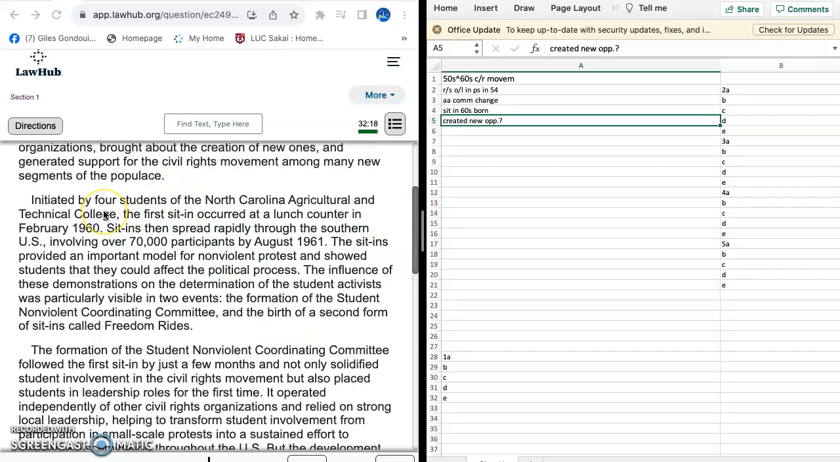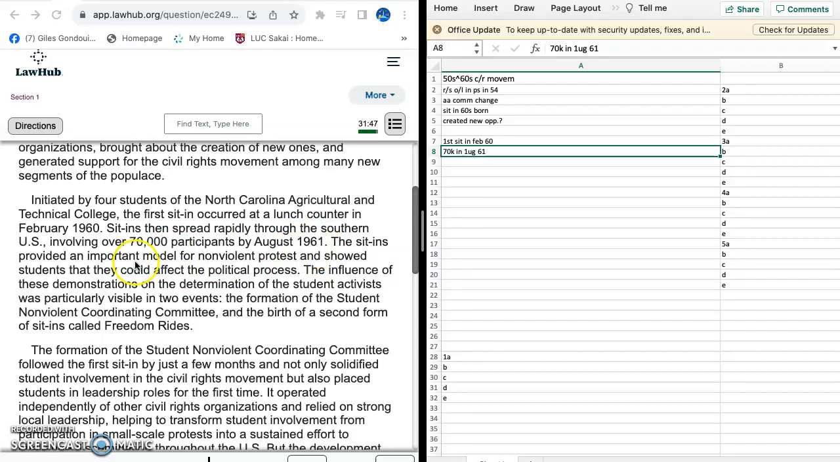Now here comes the second paragraph. Initiated by four students of the North Carolina Agricultural and Technical College, the first sit-in occurred at a lunch counter in February 1960. So, first sit-in February 60. Sit-ins then spread rapidly through the southern U.S., involving 70,000 participants in August 1961. So, this is for the southern portion, and it's 70,000 in the year 61. The sit-in provided an important model for nonviolent protests and showed students that they could affect the political process. So, sit-in is considered nonviolent.